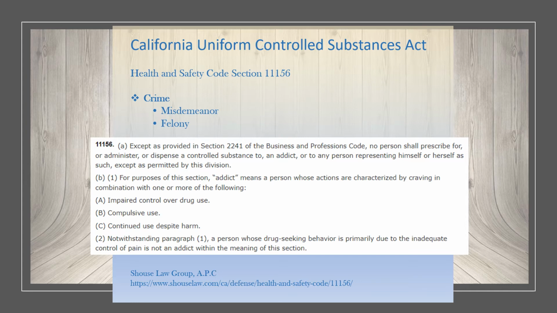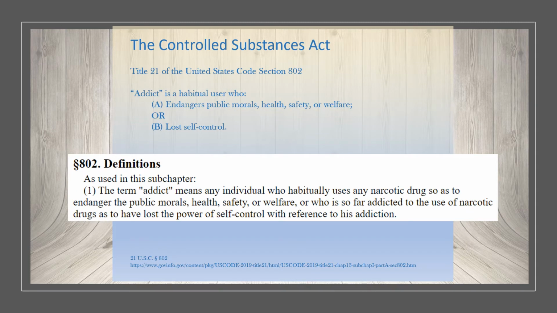That's California. Looking at the U.S. federal level, the Controlled Substances Act in Title 21 of the United States Code section 802 defines addict as a habitual user who endangers public morals, health, safety, or welfare, or demonstrates a loss of self-control. So California state law and U.S. federal law both define addict.